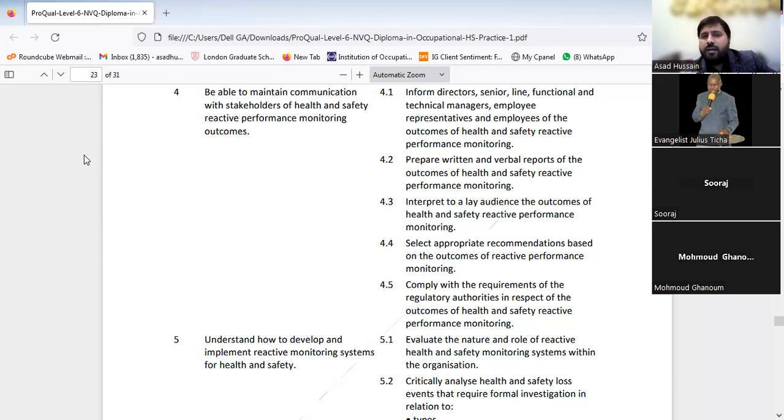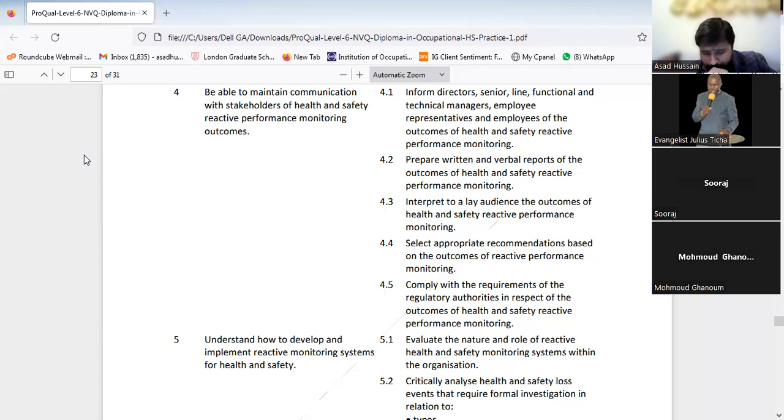So in this regard, how can we inform them? Through emails, PowerPoint presentations, meeting minutes, and reports, we can confirm that our reactive monitoring systems, as well as the proactive monitoring systems, are working.